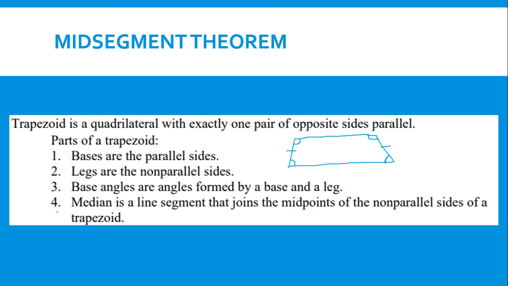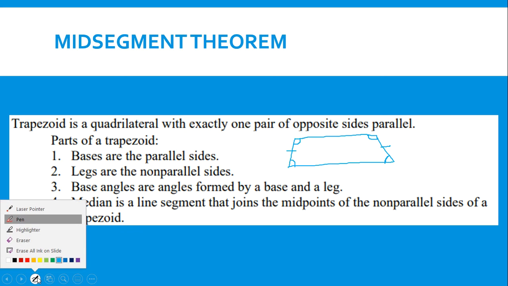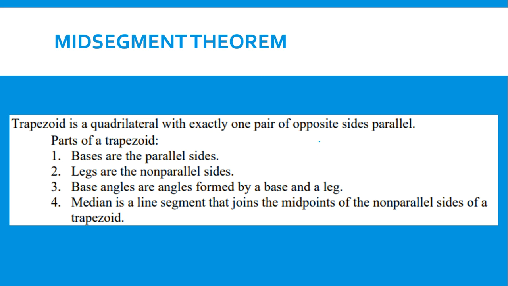Next, number 4. Median is a line segment that joins the midpoints of the non-parallel sides of a trapezoid. Okay. Let's erase. I will draw the trapezoid again. The median is also called the mid-segment. It is a line segment that joins the midpoints of the non-parallel sides of a trapezoid.